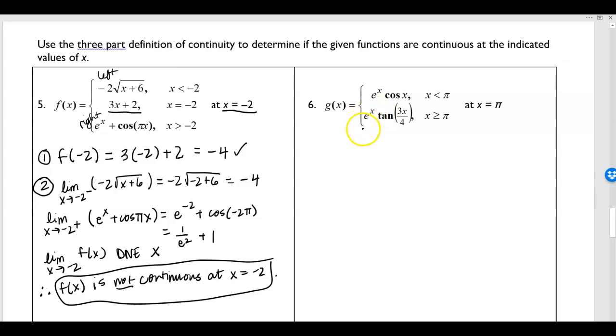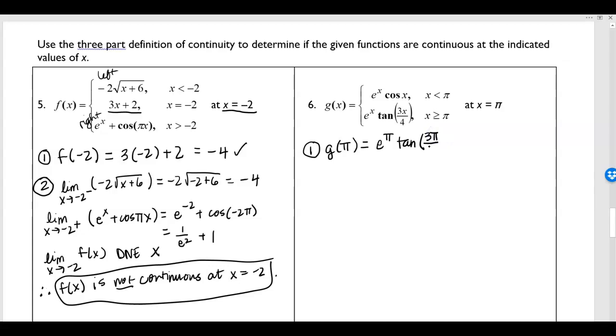We have g of x now. So first thing we're going to check, we're looking at x equals pi. Is g of pi defined? So I know I will plug into the second function. I'm looking for that equal sign for the equals pi, e to the pi, tangent of 3 pi over 4.